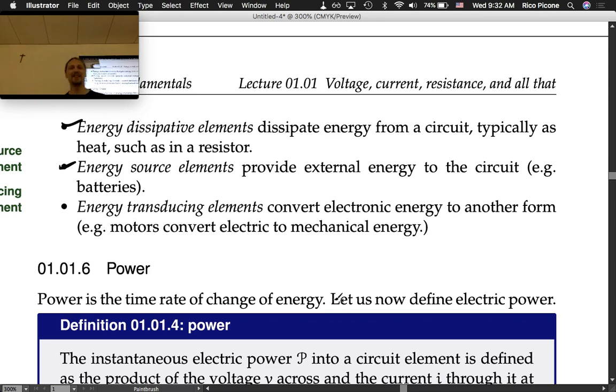Okay, so energy transducing elements convert electronic energy to another form. For example, motors convert electric energy to mechanical energy. So this is actually where we're headed, right? We're headed towards this energy transducing type of element. But we have to understand mostly the electronic stuff first before we can get there. So that's what we're going to build to.